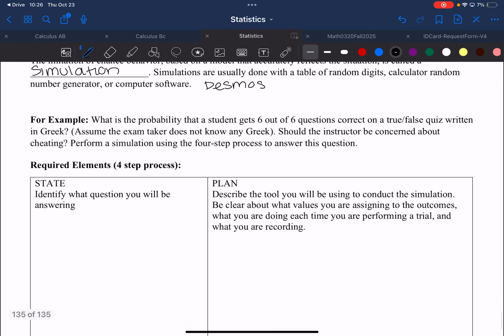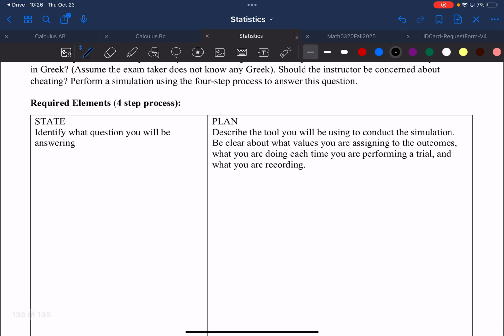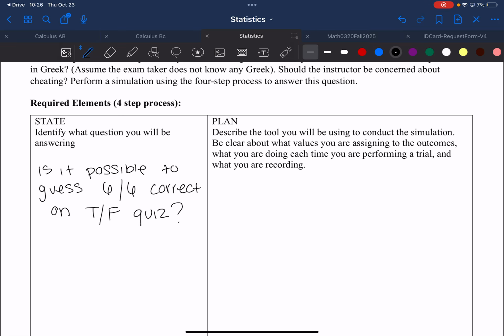It says, what is the probability that a student gets 6 out of 6 questions correct on a true or false quiz written in Greek? Let's assume nobody knows Greek. Should the instructor be concerned about cheating? Perform a simulation using the 4-step process to answer this question. The first step is to state, which means to identify the question we are answering. So the question is, is it possible to guess 6 out of 6 correct on a true/false quiz? That's the question.